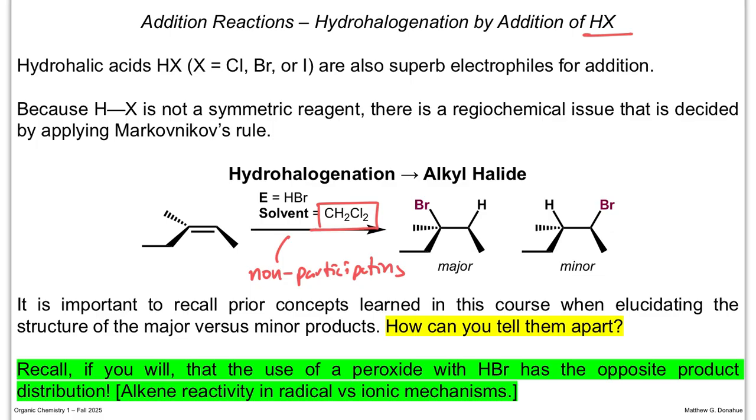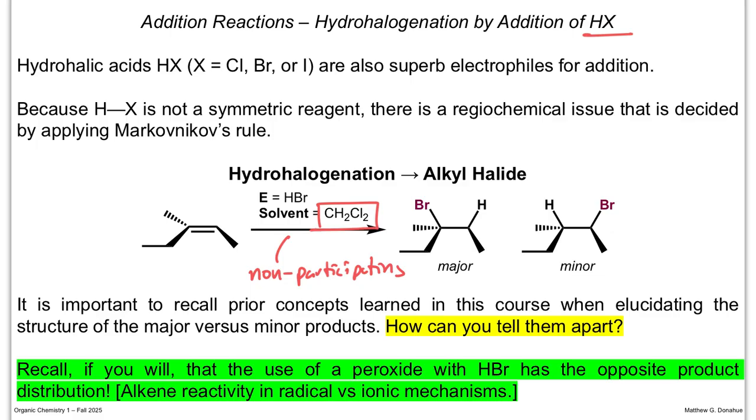What you'll notice is you do not see dichloromethane anywhere in the product. If the solvent is participating, that means you're going to see the elements of it in the product. So when you're on the exams and stuff, just make sure you're reading the conditions carefully so you can predict the right thing.